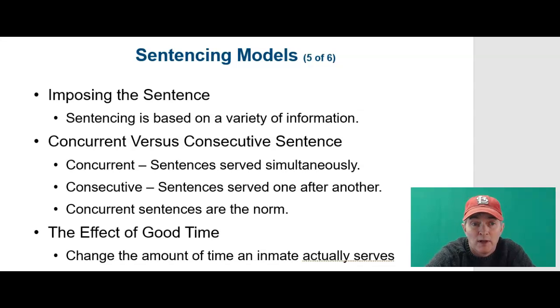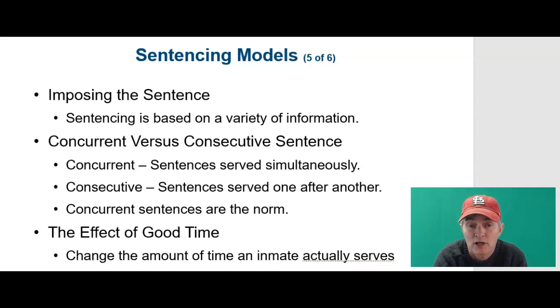This brings us to imposing the sentence, and what we know is that judges' sentences are based on a variety of information that's available to them, such as the impact statements made by victims and the pre-sentence investigation reports by the probation department. Sentences may be composed in one of two ways. They can be concurrent or they can be consecutive. Concurrent are sentences served simultaneously. Consecutive are sentences served one after another.